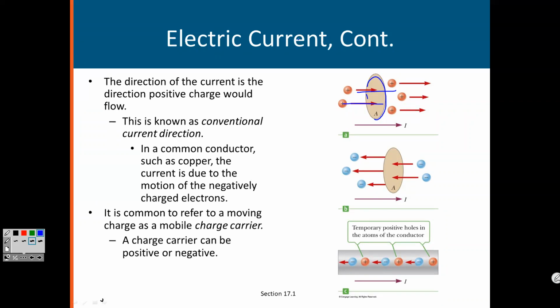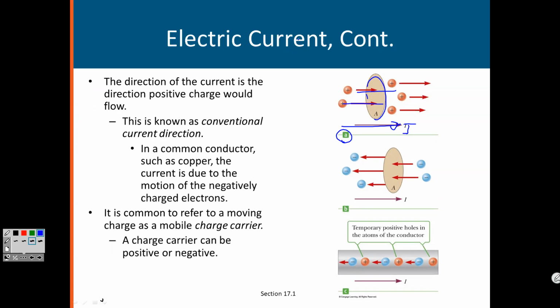It doesn't matter whether the charge is positive or negative, we have a current. Whenever there is a positive charge flow, there is a current. Whenever there is a negative charge flow, there is also a current. So the direction is defined by the direction of the positive charges flowing. If I look at figure A, we will say that the direction of the current is to the right, because the positive charges are flowing to the right.